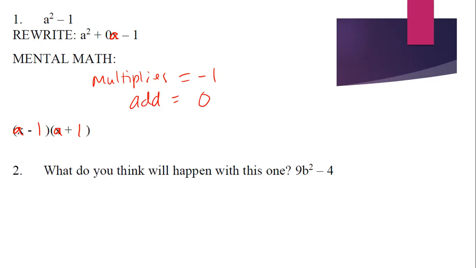All right. So with that same logic, if I have 9b squared minus 4, that means I'm missing my b term. My b therefore equals what? What's missing? That 0b, right? But I'm still asking myself what multiplies to give me a times c, which is 36b squared, right? But I need to add to give me 0. So what makes -36b squared but adds to give me 0?